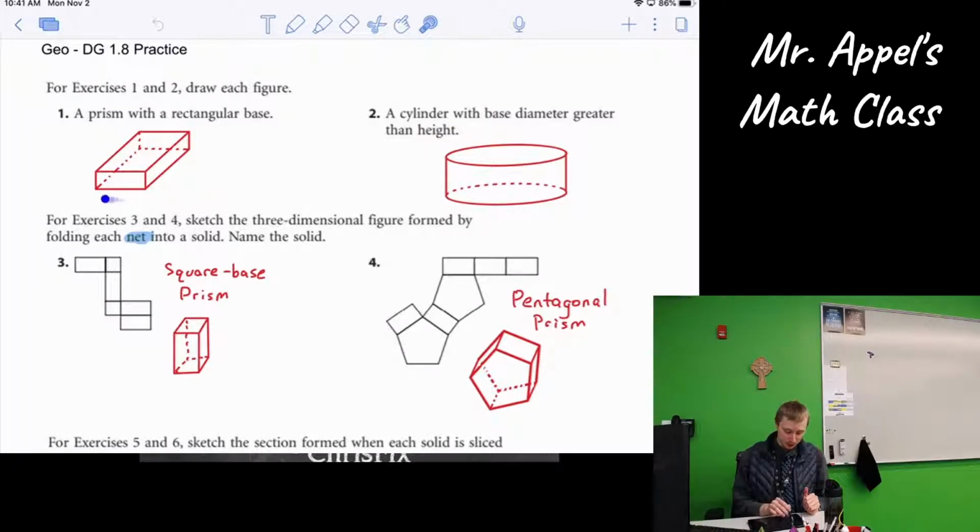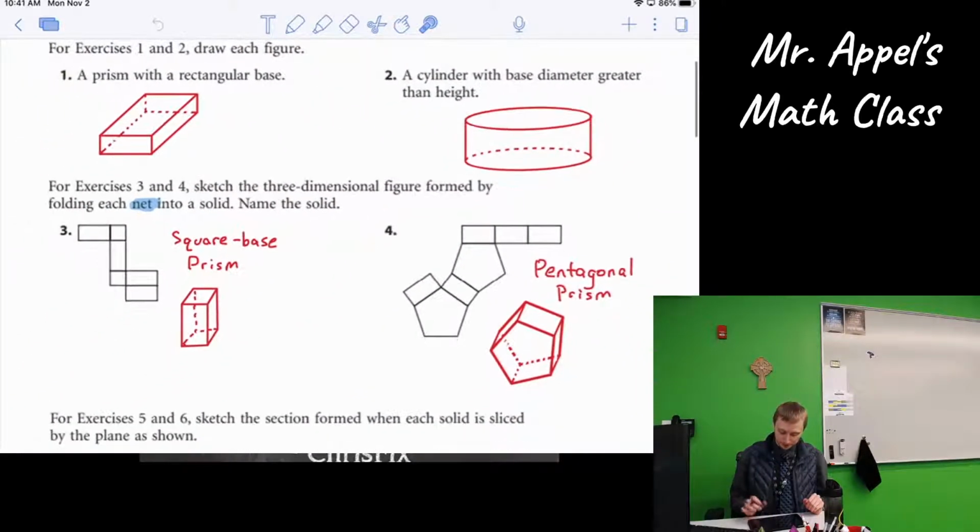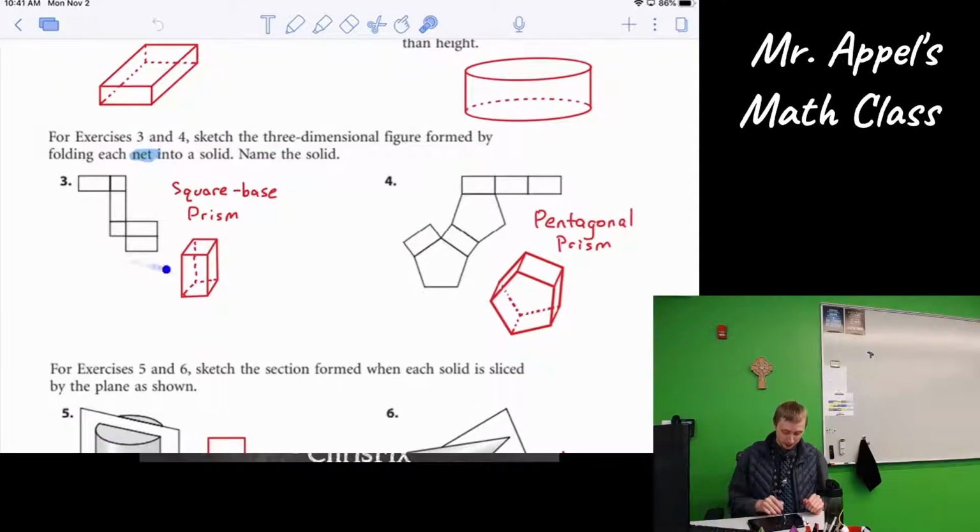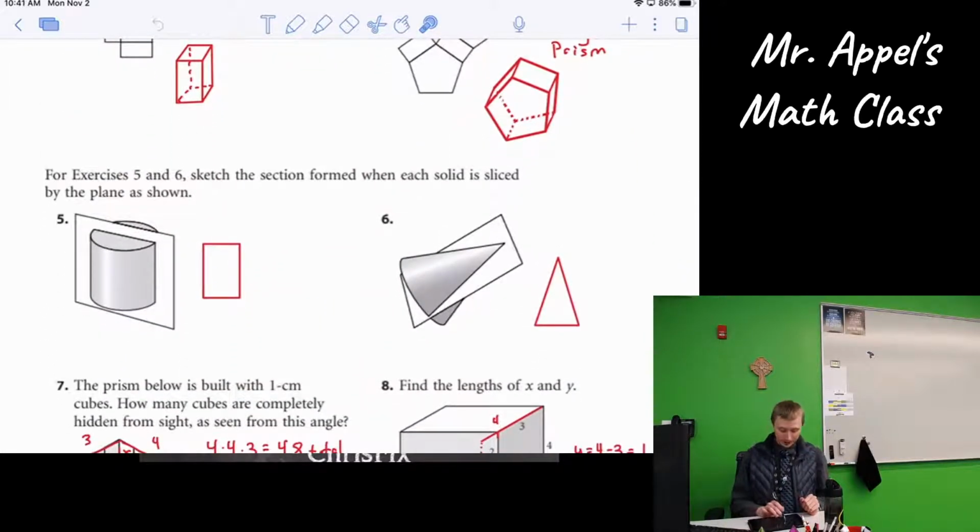This thing should be composed of all rectangles and look like parallelograms on the 2D plane, but imagine as a 3D object they will represent rectangles. Of course, make sure your diameter is greater than the height, so this should be a nice wide-looking can. Number 3 gives you a square base prism, and 4 gives you a pentagonal-based prism. Number 5, sliced open, gives you a rectangle, and number 6, sliced that way, leaves a triangle.